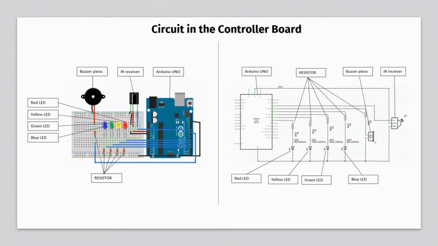Okay, now here we have the circuit and the controller board at the traffic light. On the left side, as you can see, this is the pictorial diagram of the electrical circuit, which has been labeled. The components are a buzzer piezo, IR receiver, Arduino Uno, resistors, 4 different LEDs, and also a breadboard and wires. On the right side, this is the schematic diagram of our electrical circuit, and all these circuit diagrams have been drawn using the Fritzing software.